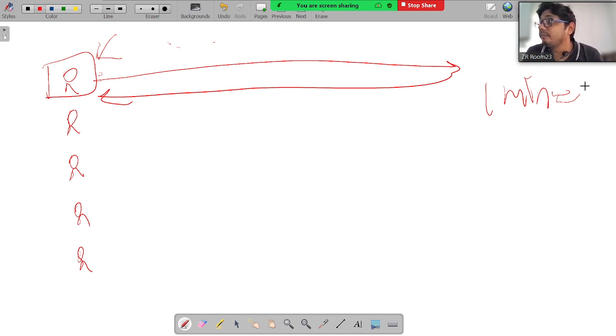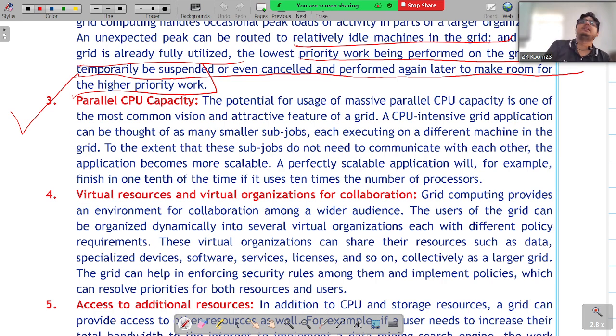Very important answer. Very important. Now listen, very seriously. If you are not listening, call me then. So this is the power of grid: massive parallel CPU capacity. The potential for usage of massive parallel CPU capacity is one of the most common visions, underline, and attractive features of grid. Massive parallel CPU capacity.